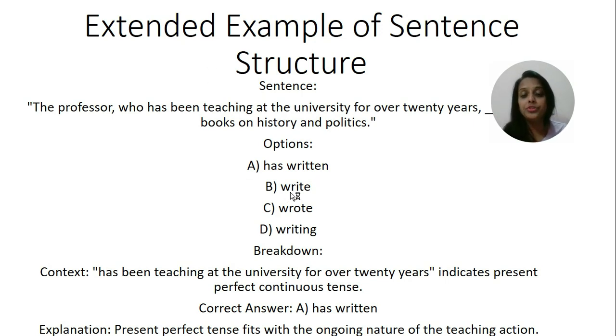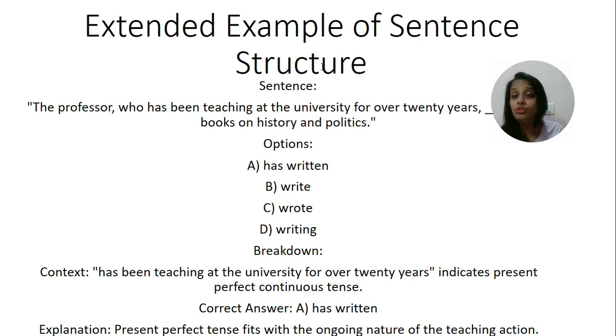If you choose option B, right, you would be making a tense mistake because it suggests a simple present action, which doesn't align with the context of the sentence. Similarly, if you choose option C, wrote, it would not work either because it's past simple and the ongoing teaching implies an action related to the present.